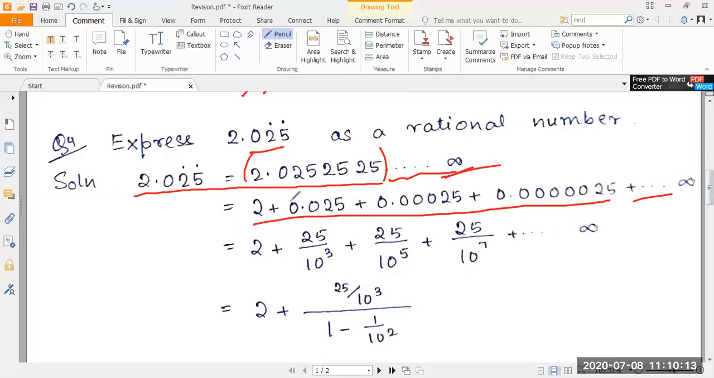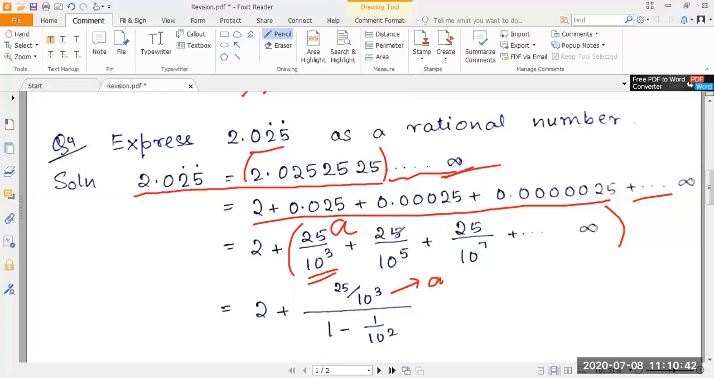So I represent 0.025 as 25 by 10 cube, and this part as 25 by 10 to the power 5, and this part as 25 by 10 to the power 7. Now I write 2 separately, and this part I take as the infinite geometric progression. So by definition, this is my A, the first term of the infinite geometric progression, and that is what I use in this expression.